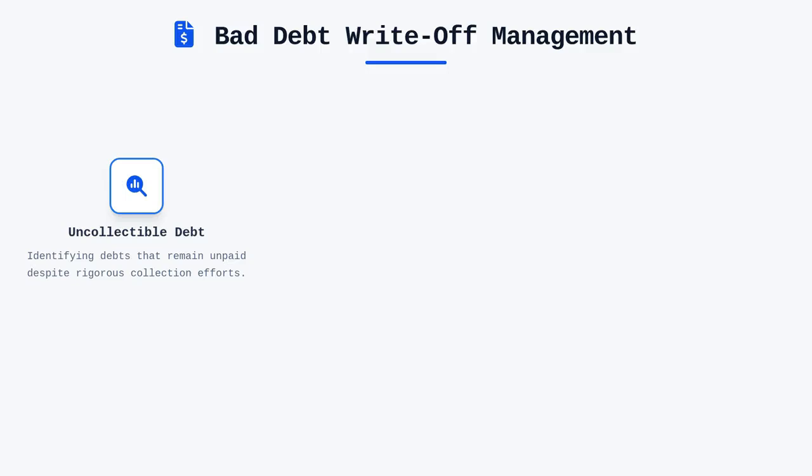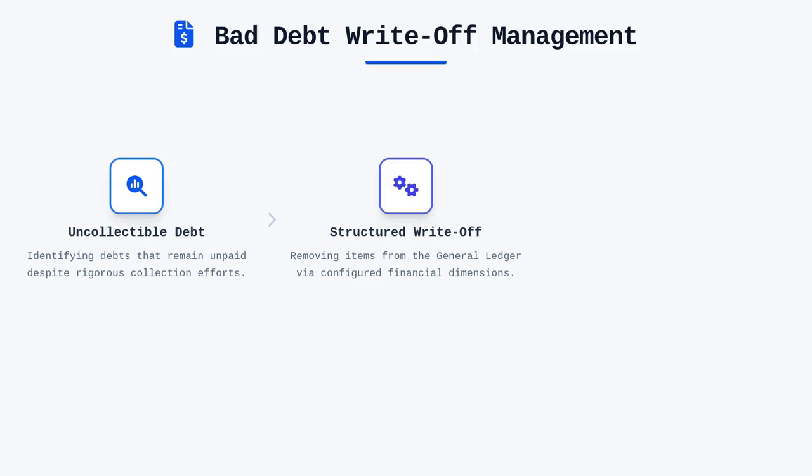Ultimately, some debts remain uncollectible, regardless of the rigorous efforts applied during the collection cycle. In such instances, the system provides a structured process for executing bad debt write-offs to remove these items from the general ledger. This process requires careful configuration to ensure that the write-off is mapped to the correct financial dimensions in ledger accounts for reporting clarity.